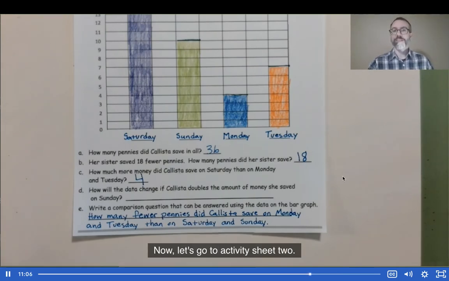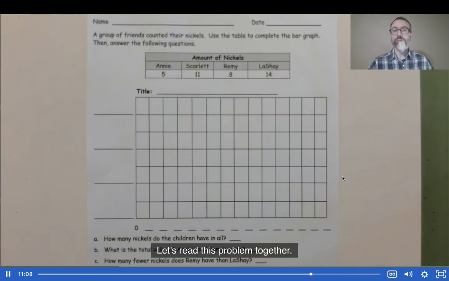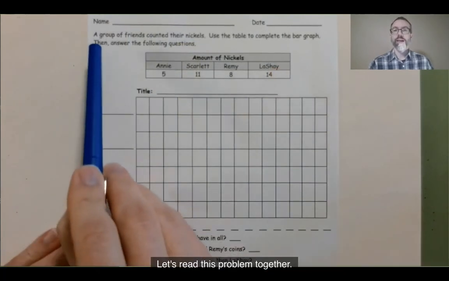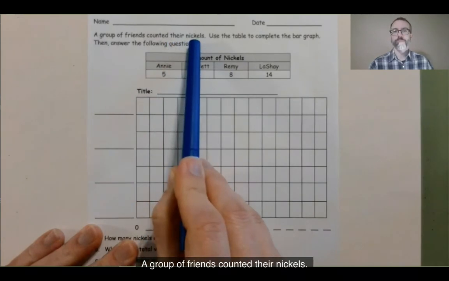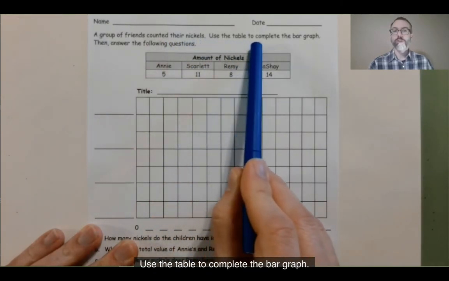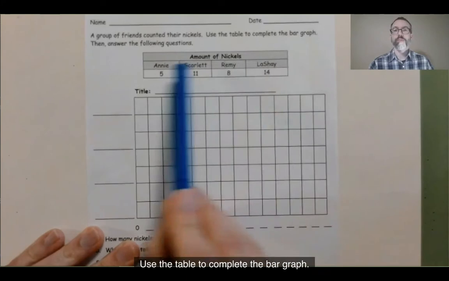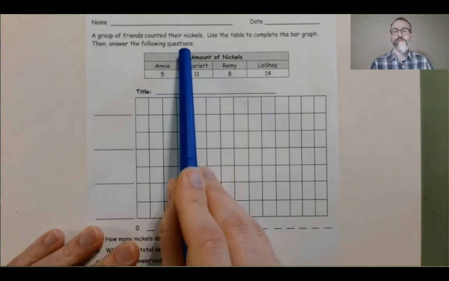Now let's go to activity sheet 2. Let's read this problem together. A group of friends counted their nickels. Use the table to complete the bar graph. Then answer the following questions.